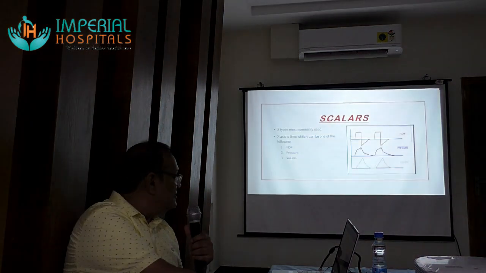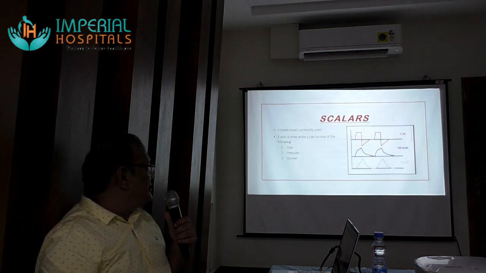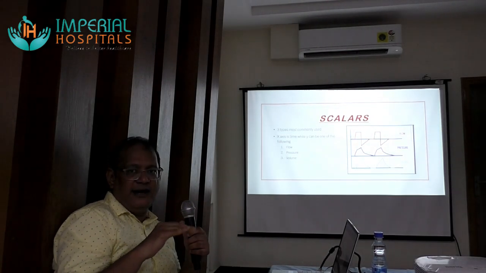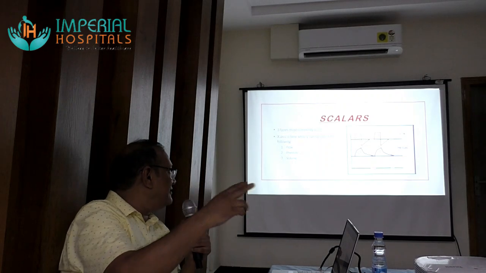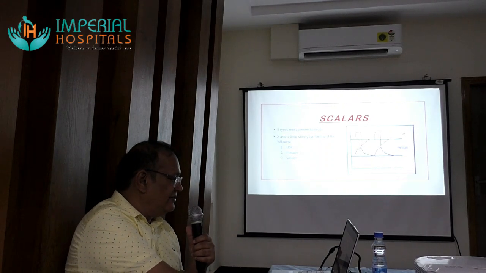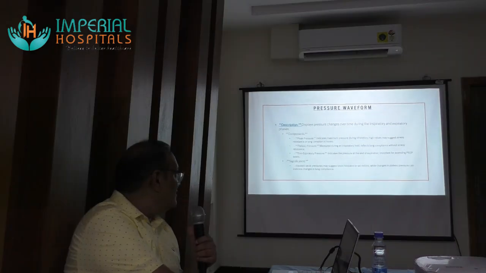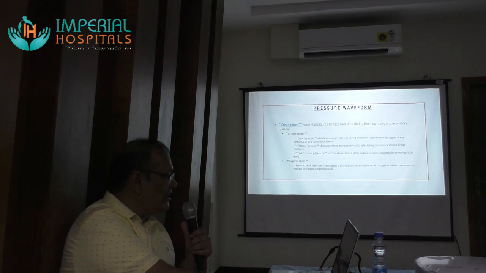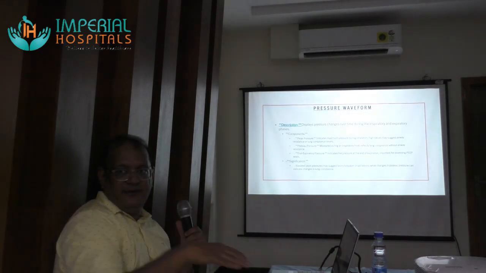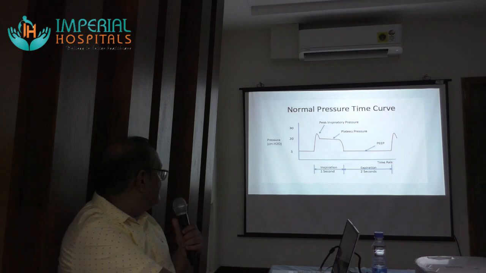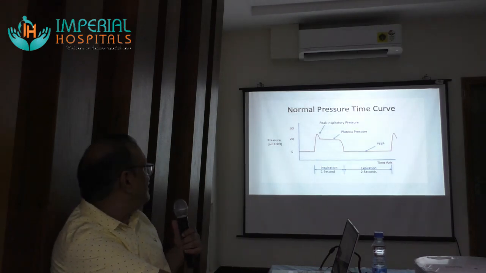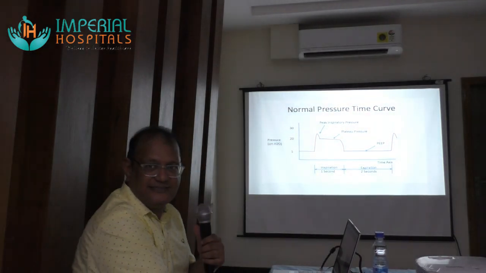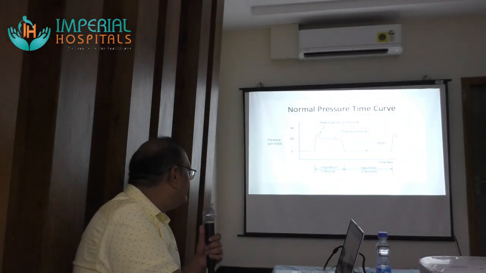So scalars. Basically, pressure, volume, or flow are plotted against time. Right. So the x-axis is time, and y can be either of these three: flow, pressure, or volume. So we'll start with the pressure waveform. So we are basically plotting pressure against time. So this is a normal pressure curve. This is the idealized one. So you normally don't see this in patients, but this is how it's supposed to be.